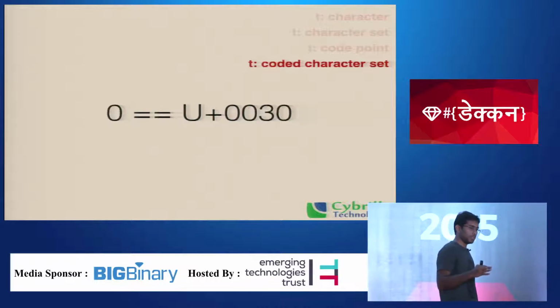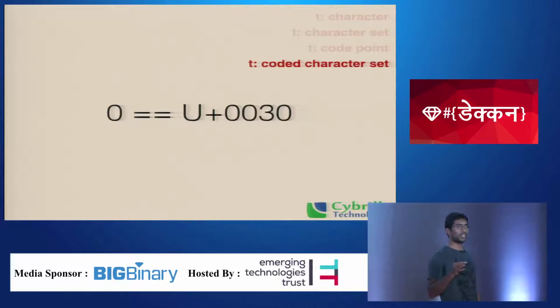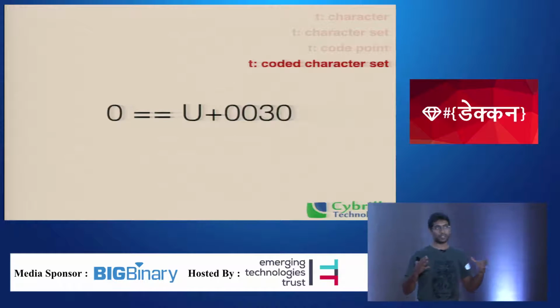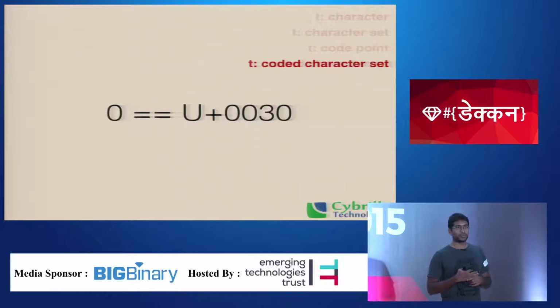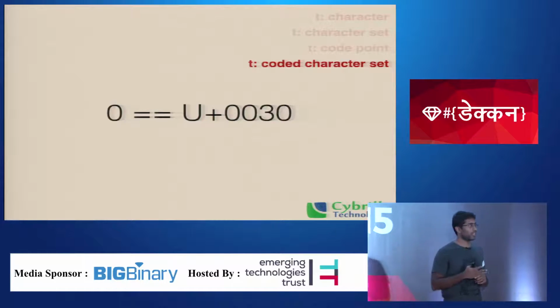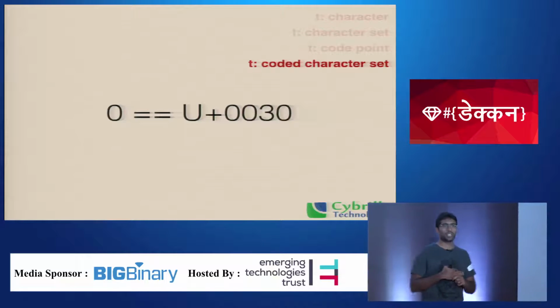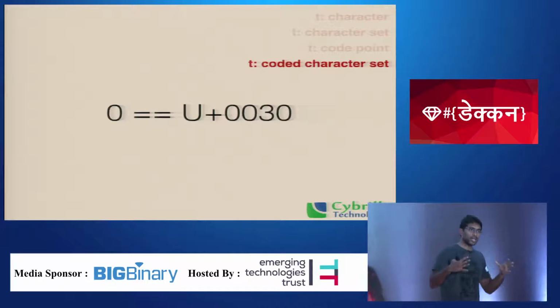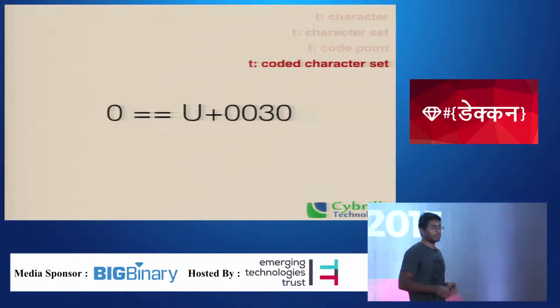So what is a coded character set? The Unicode consortium says it can fit almost 1.1 million characters in its definition, but today only 10% of that is allocated. Around 100,000 characters available in this world are given code points. That character set is called the coded character set. Cool?